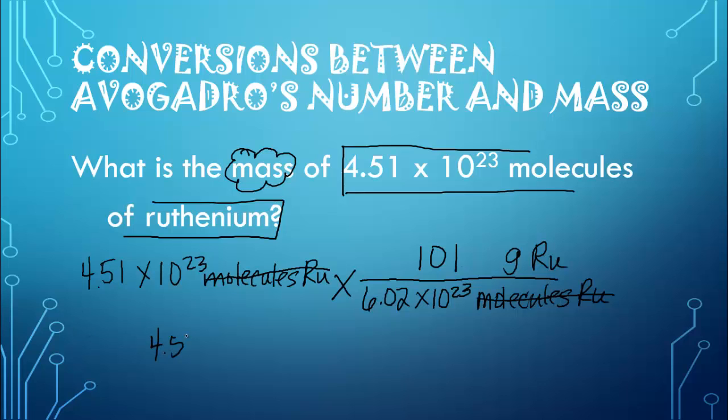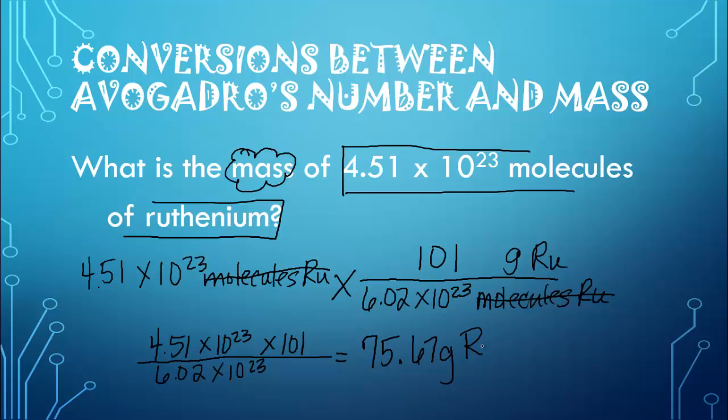So 4.51 times 10 to the 23rd times 101 divided by 6.02 times 10 to the 23rd, and we are going to get 75.67 grams of ruthenium.